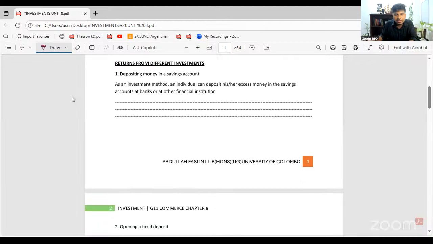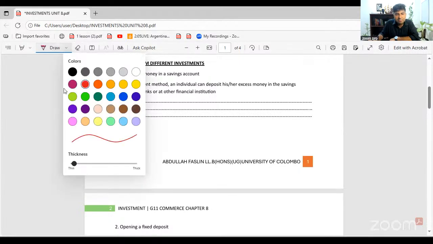Now, number one, return from different investments. Now you have some money and you are putting that into your savings account. So what is a savings account? We have discussed that in grade 11 unit number 1. You can open a bank account. The normal bank accounts that we have are what you call savings accounts. Your parents might have an account, and for that account you even have a debit card. So that account is the savings account. Now, if you have a lot of money, you can put that into the savings account.